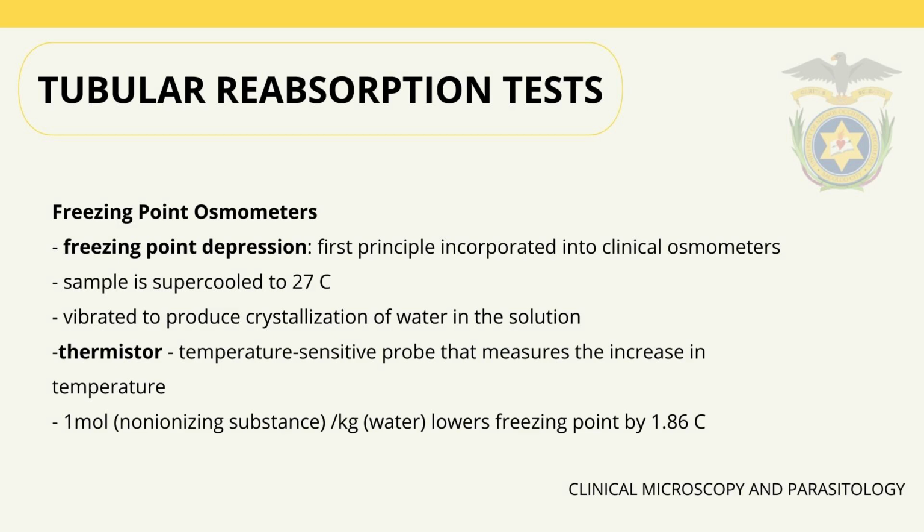Freezing point depression is the first principle incorporated into clinical osmometers, and the sample is supercooled to 27 degrees Celsius, vibrated to produce crystallization of water in the solution. A thermistor is a temperature-sensitive probe that measures the increase in temperature. 1 mole of a non-ionizing substance per kilogram of water lowers the freezing point by 1.86 degrees Celsius.